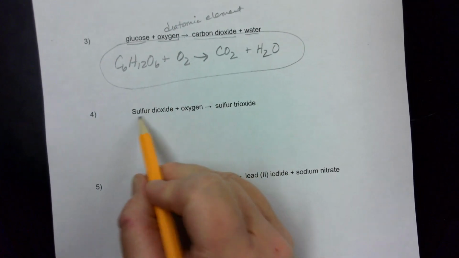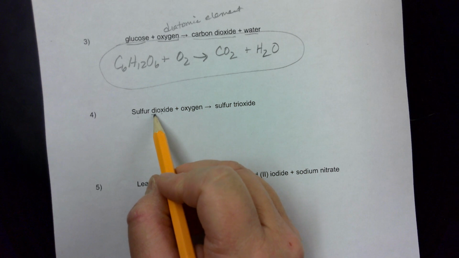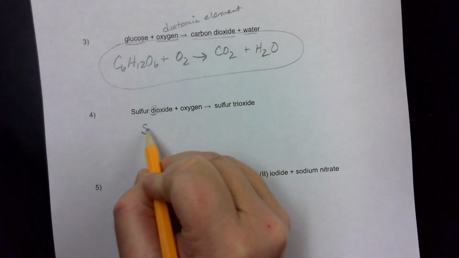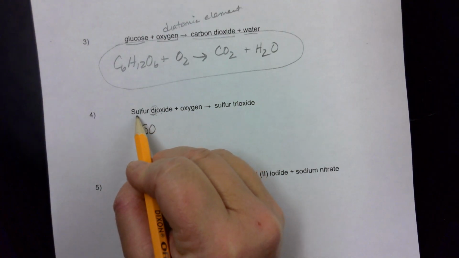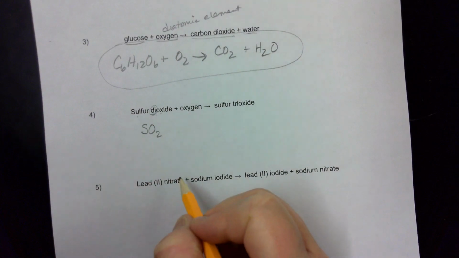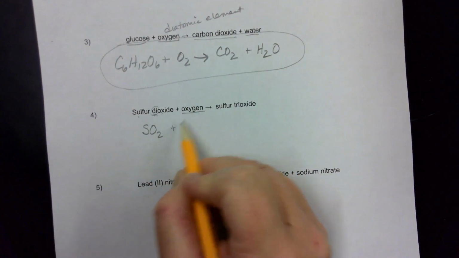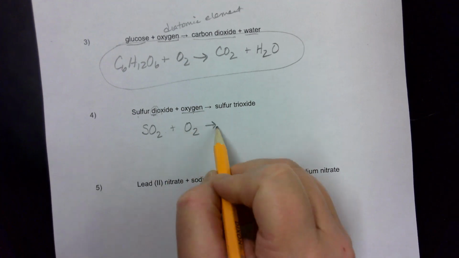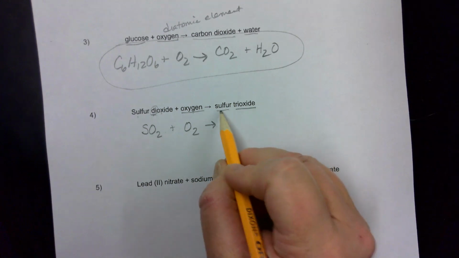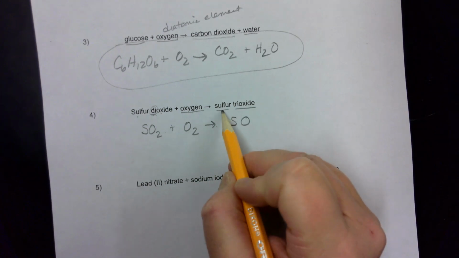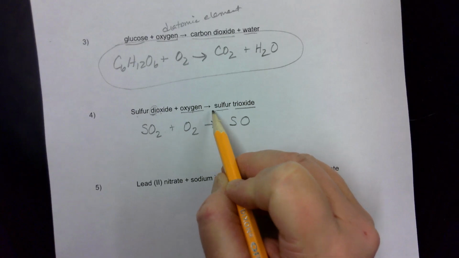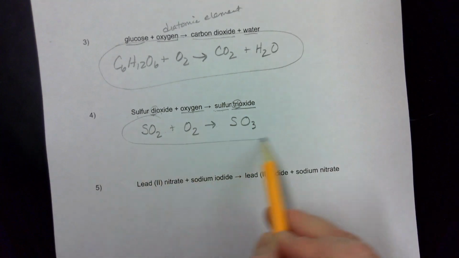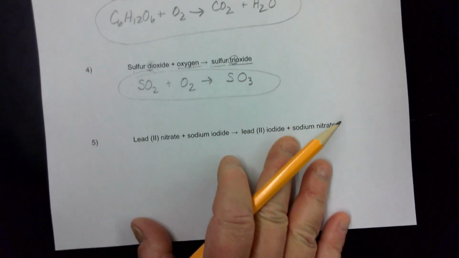Number 4, sulfur dioxide, right? So we have a covalent compound. We don't need to do anything with the periodic table. When you see prefixes, it is telling you what the chemical formula is. 1 sulfur, 2 oxygens, so SO2. Oxygen, when it's an element all by itself, must be diatomic. Don't forget to bring down your plus signs and your arrows. Sulfur trioxide. So this has sulfur and it has oxygen. 1 sulfur, because there's no prefix at all, so that just means 1. And then tri means 3, so SO3. Again, this is not a balanced equation, but again, that's not the point of today's lesson.